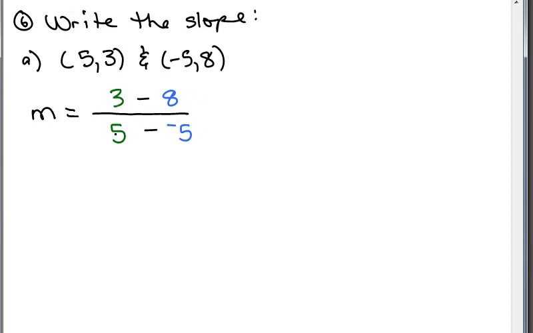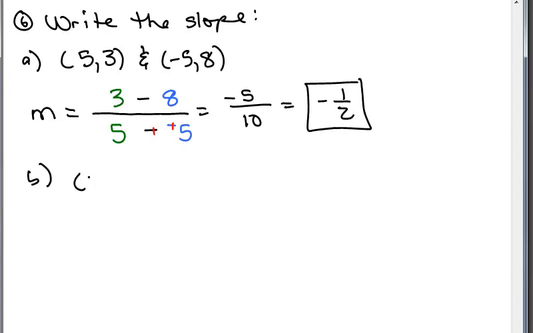And it doesn't matter which one you put first, 3 over 5 or 8 over negative 5. So in the numerator, 3 minus 8 is negative 5, and 5 minus negative 5 is 5 plus 5, right? So that'll give us a 10. And then we just reduce that fraction to negative 1/2.